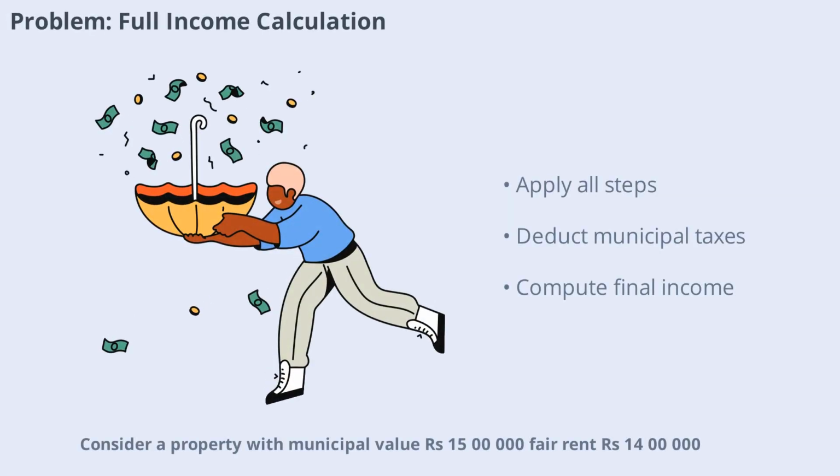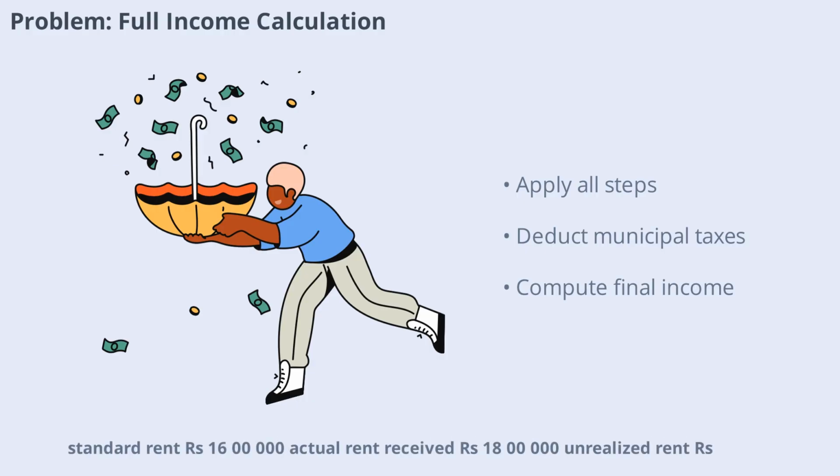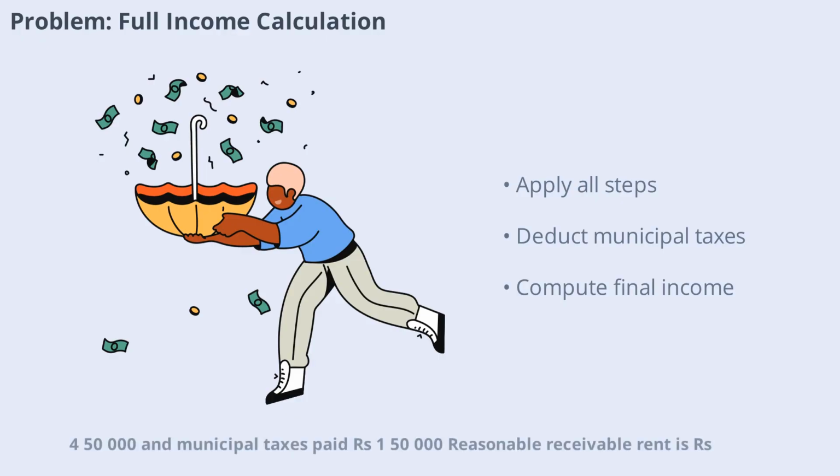Consider a property with municipal value Rs. 1,500,000, fair rent Rs. 1,400,000, standard rent Rs. 1,600,000, actual rent received Rs. 1,800,000, unrealized rent Rs. 450,000, and municipal taxes paid Rs. 150,000. Reasonable receivable rent is Rs. 1,500,000. Actual rent receivable is Rs. 1,350,000. The higher value Rs. 1,500,000 is the gross annual value.